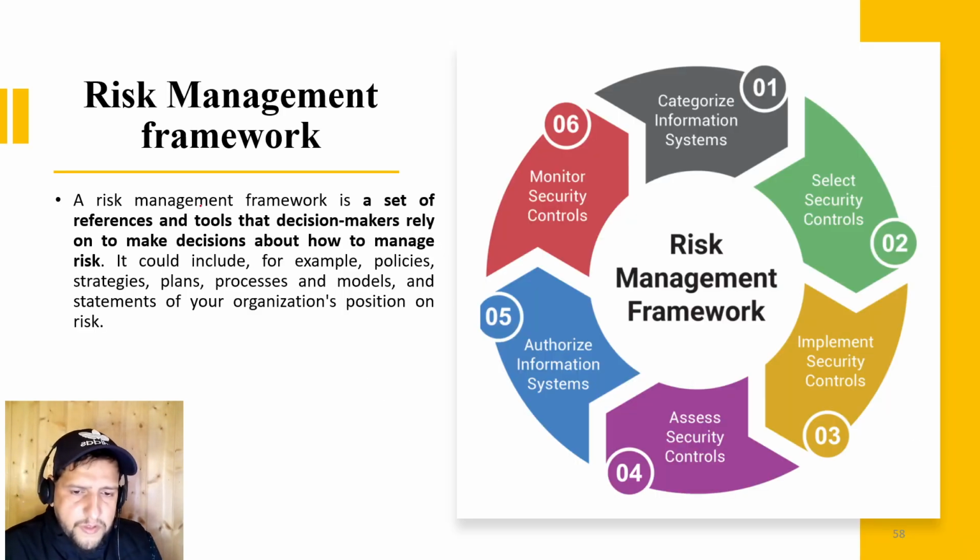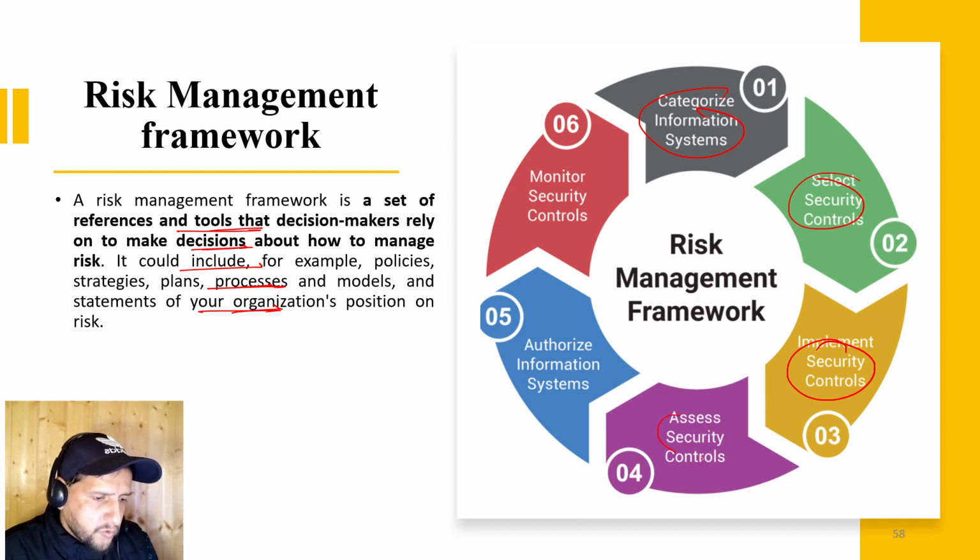Then you've got the risk management framework. This is a set of references and tools that decision makers rely on to make decisions about how to manage risk. It could include, for example, policies, strategies, plans, processes, models, and statements of your organization's position on risk. Like, what you do: categorize the information systems, set security controls, implement those controls, assess those controls, authorize information systems, and monitor them.